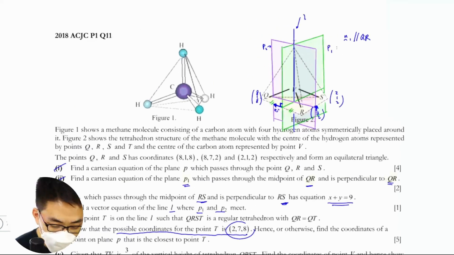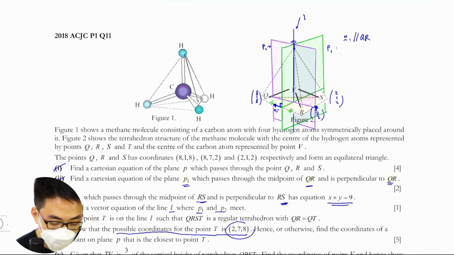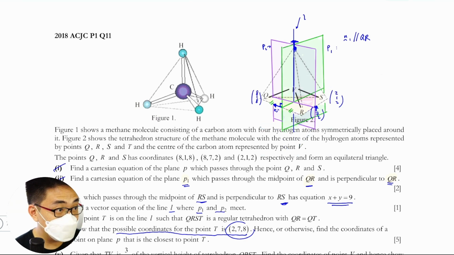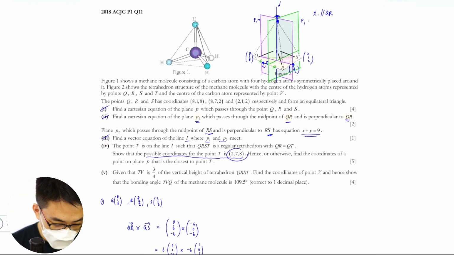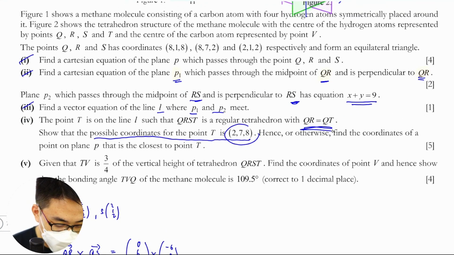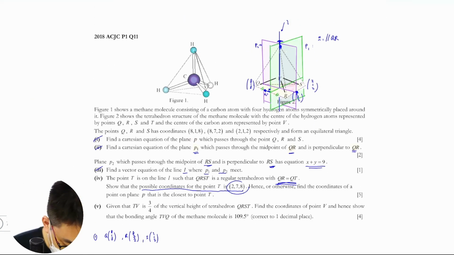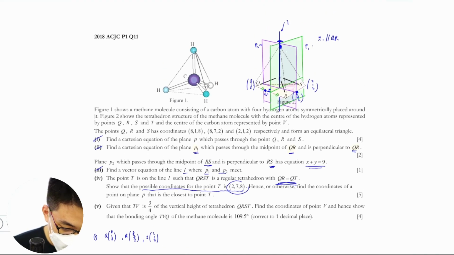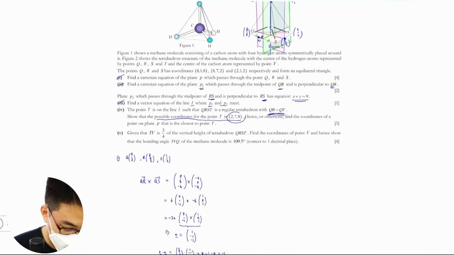First of all, you must understand that T has 2 possible coordinates, because if this is T here, there's another T which is possible below. So that's why there are 2 possible coordinates, one on top, one below. QR equals QT. So what I'm going to do is find the length of QR and equate it to QT.